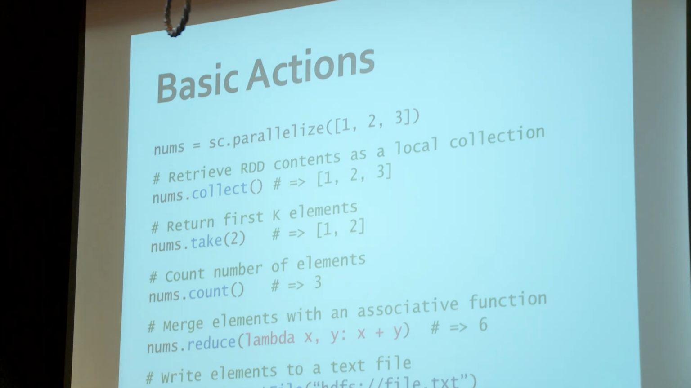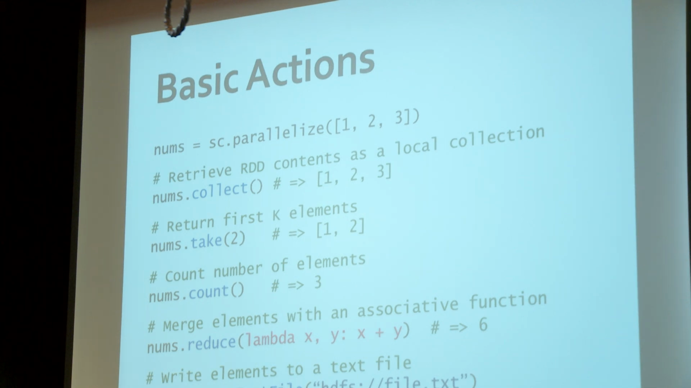Reduce lets you combine them using a function. So for example, if you want to add up all the elements, you could give it a function that knows how to merge 2 of them, and it's going to apply that to merge everything else together. And finally, save. There are different versions of save that let you output data to a storage system.